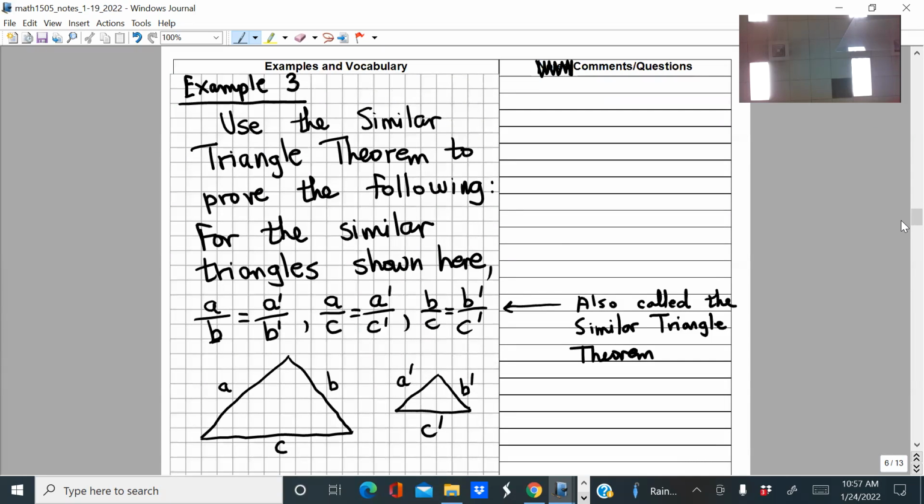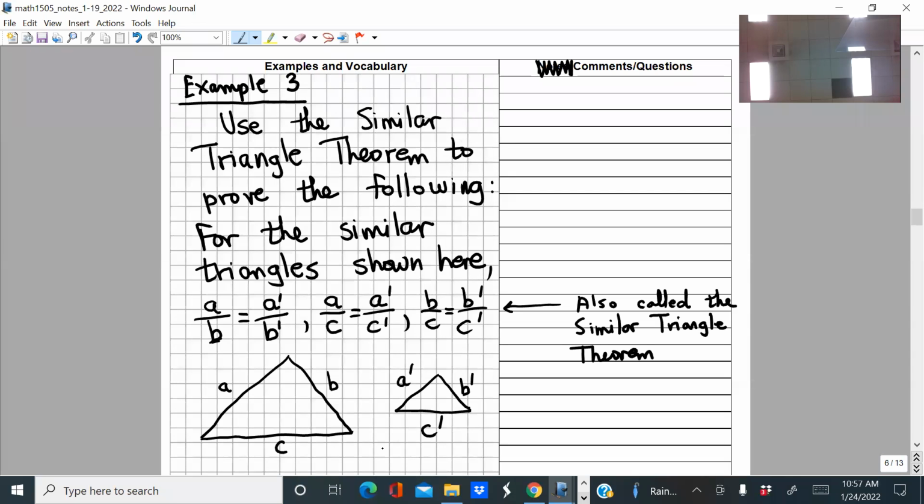So here again, I have two similar triangles, the same two as above. I've labeled the three sides here. Remember, we learned from the previous version of the similar triangle theorem that A divided by A prime is the same as B divided by B prime, and the same as C divided by C prime. Those ratios, those fractions, all have to be the same.